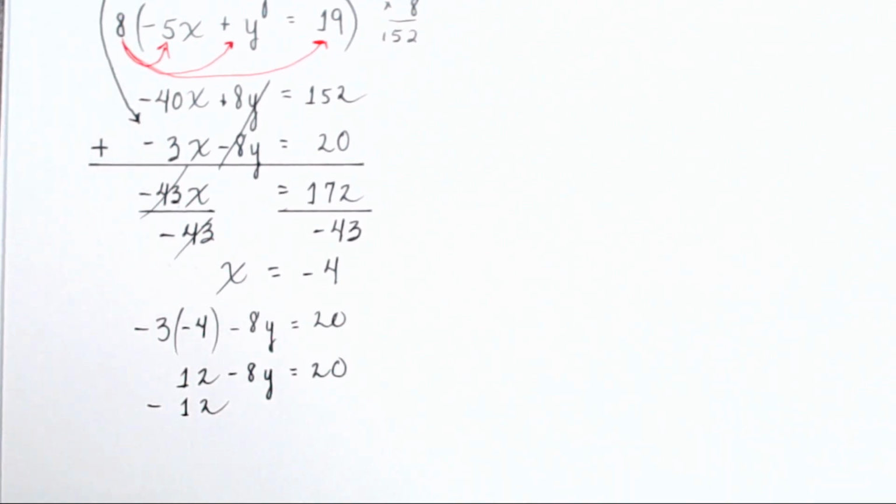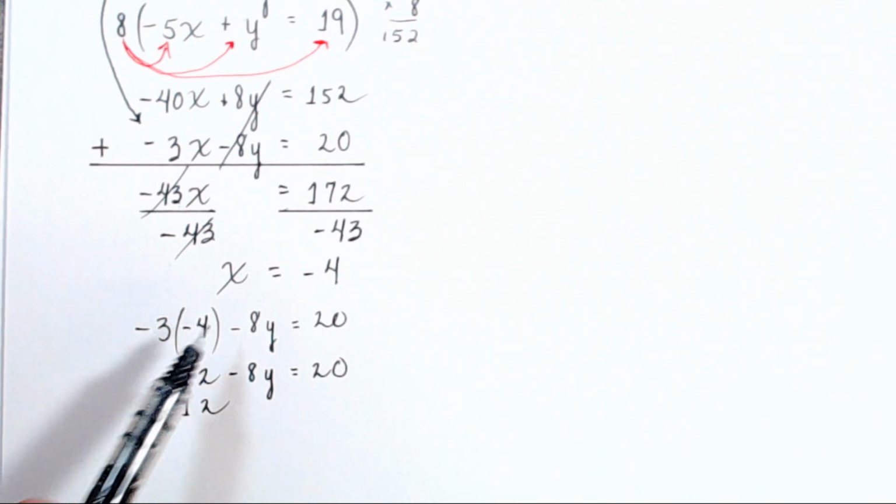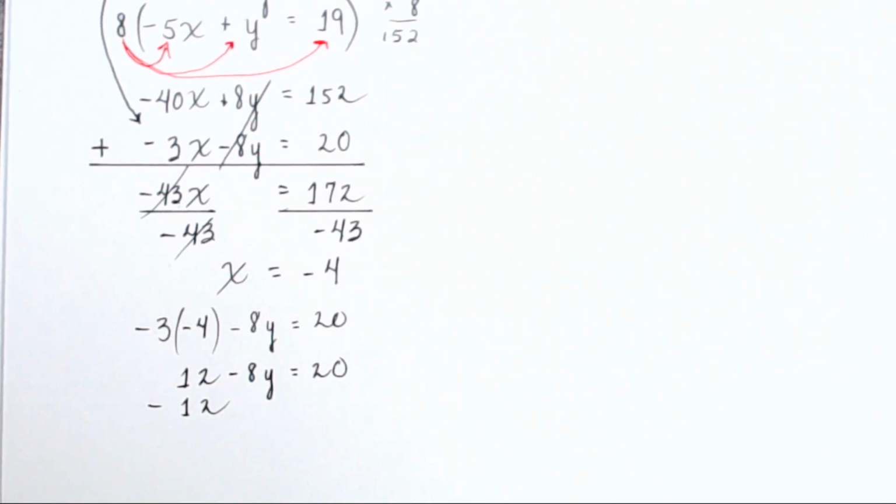Add what? 12, because that's the subtraction sign. Wouldn't it be plus? Where is the subtraction sign? This is positive 12. Oh yeah, this is negative 3 times negative 4. It should just be positive 12. Yeah, but look at the sign. 12 minus 8y, that would be plus because you're doing the opposite.